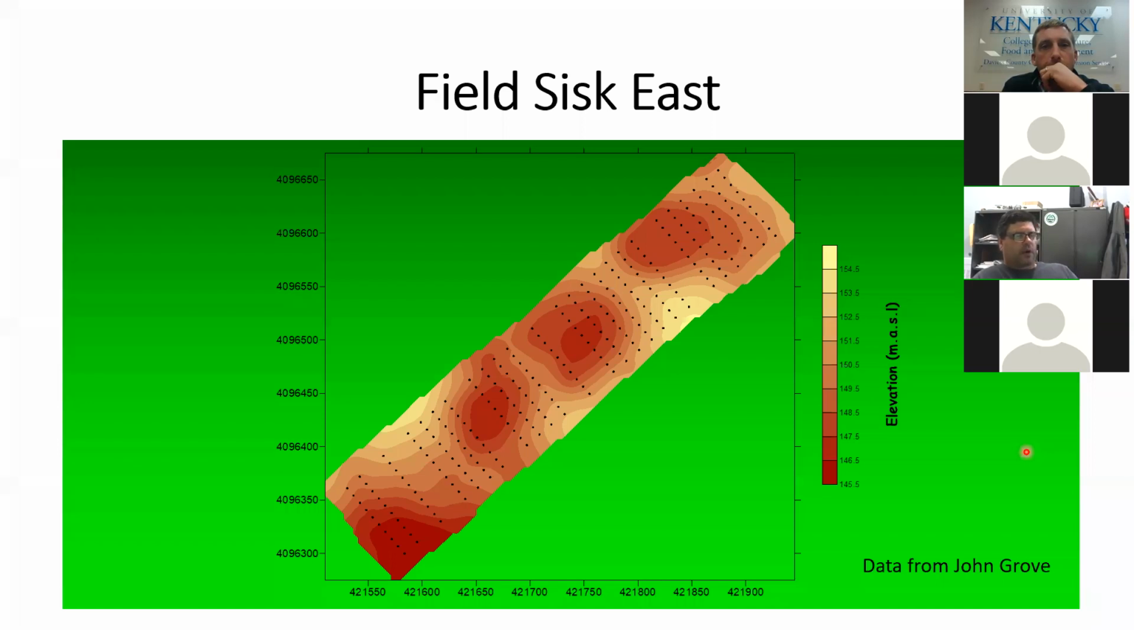Then John Grove shared some data with me, and this is just an example of some of the fields he worked in. The darker red means this is a basin, the lower elevation, and as the colors get lighter, the elevation increases. This is not uncommon for a lot of the fields that we have here in Western Kentucky. A lot of the craters look this way. There might even be a sinkhole here that has fallen out, but these are typically going to be drainage areas in the field.